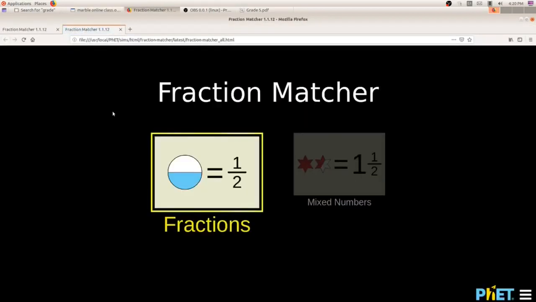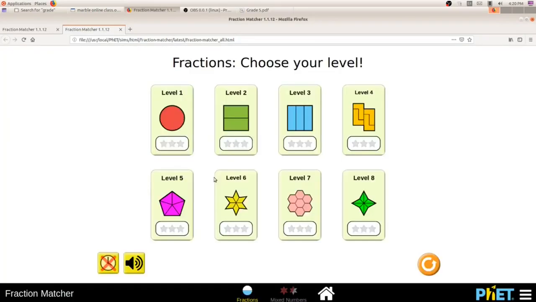So it will open. You can take the first option, fractions. Don't take the second option, that is not in your syllabus. Click on that, and you can see so many levels here. We will come back to this after some time.